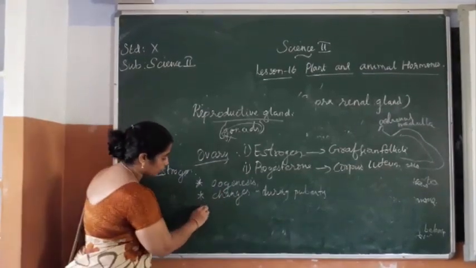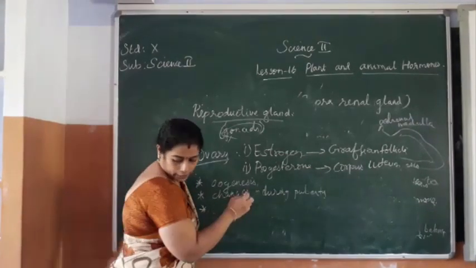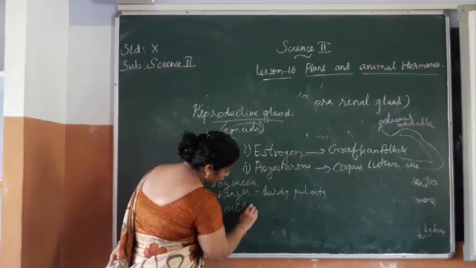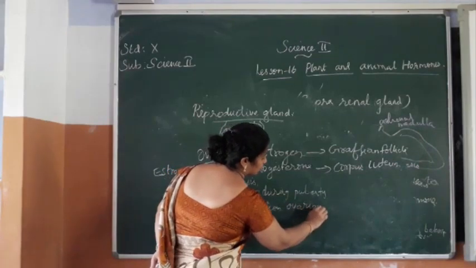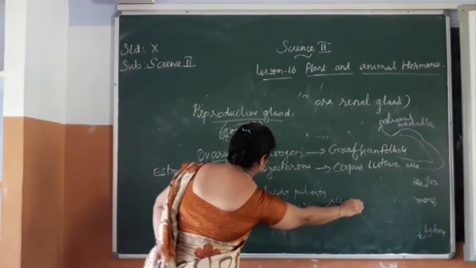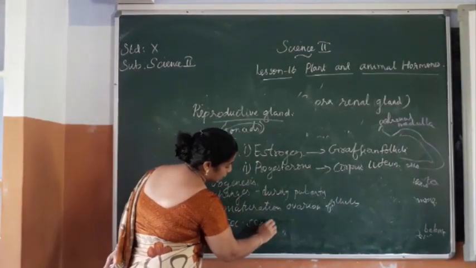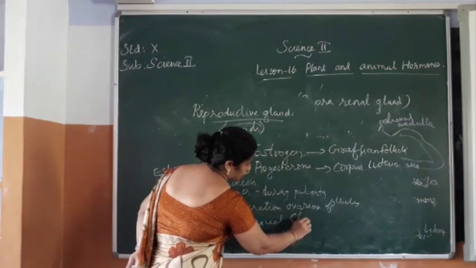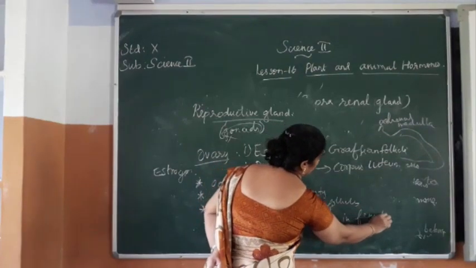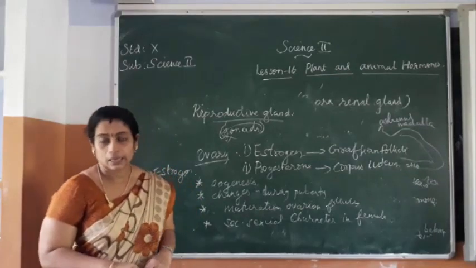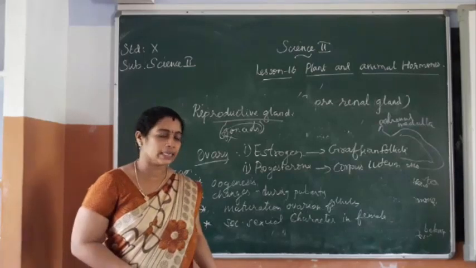The next one, it stimulates the maturation of ovarian follicles. Ovarian follicles will mature. And finally, it helps in the formation of secondary sexual characters in females. It means the voice becomes sweeter, a high pitch voice, breast development, etc. This happens during the secondary sexual characters.